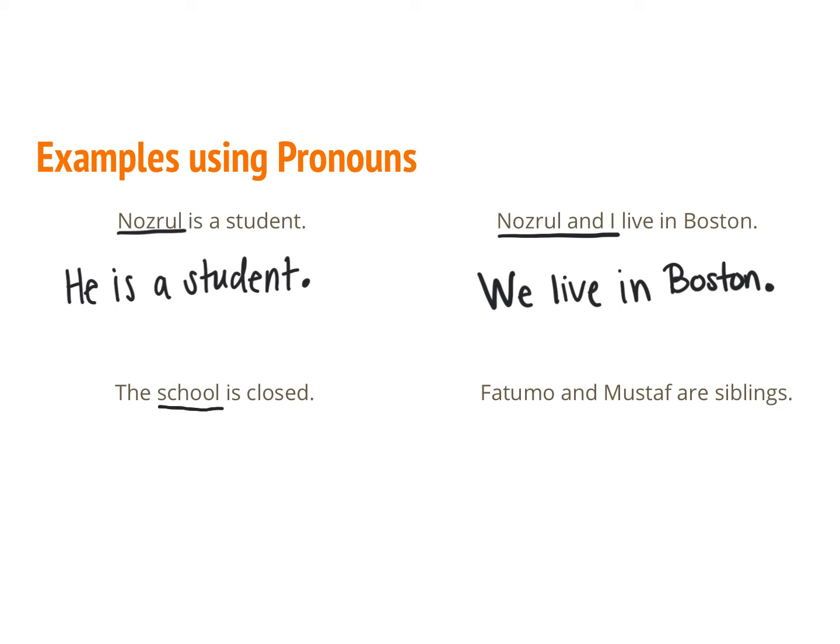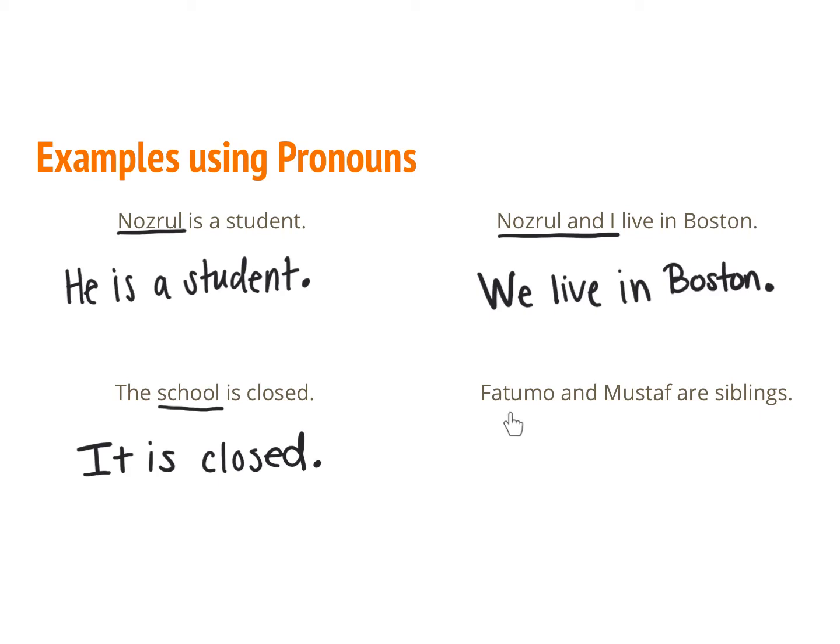It's a place, so that means that it's not a person, and so I'm not going to use he or she or we or they. The pronoun that I have to use is it. So the new sentence would read, it is closed. Making sure to have a capital letter at the beginning and punctuation at the end. We have one more example.